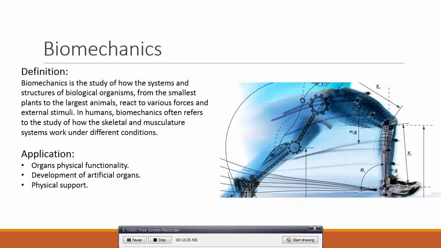Next, first of all, we look at biomechanics. Biomechanics is the study of how the systems and structures of biological organisms, from the smallest plant to the largest animals, react to various forces and external stimuli. In humans, biomechanics refers to the study of how the skeleton and musculature system work under different conditions.